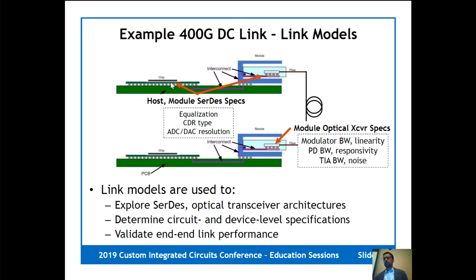And similarly, on the optical side, we can use the models to figure out what kind of bandwidth and linearity specs I need to meet on the modulator side, what kind of PDs or photodiodes or TIAs I need to design, and so forth. And so they enable us to convert these higher level specifications from standards and budgets into lower level circuit building block specifications. And of course, they also help to validate the final end-to-end link performance.